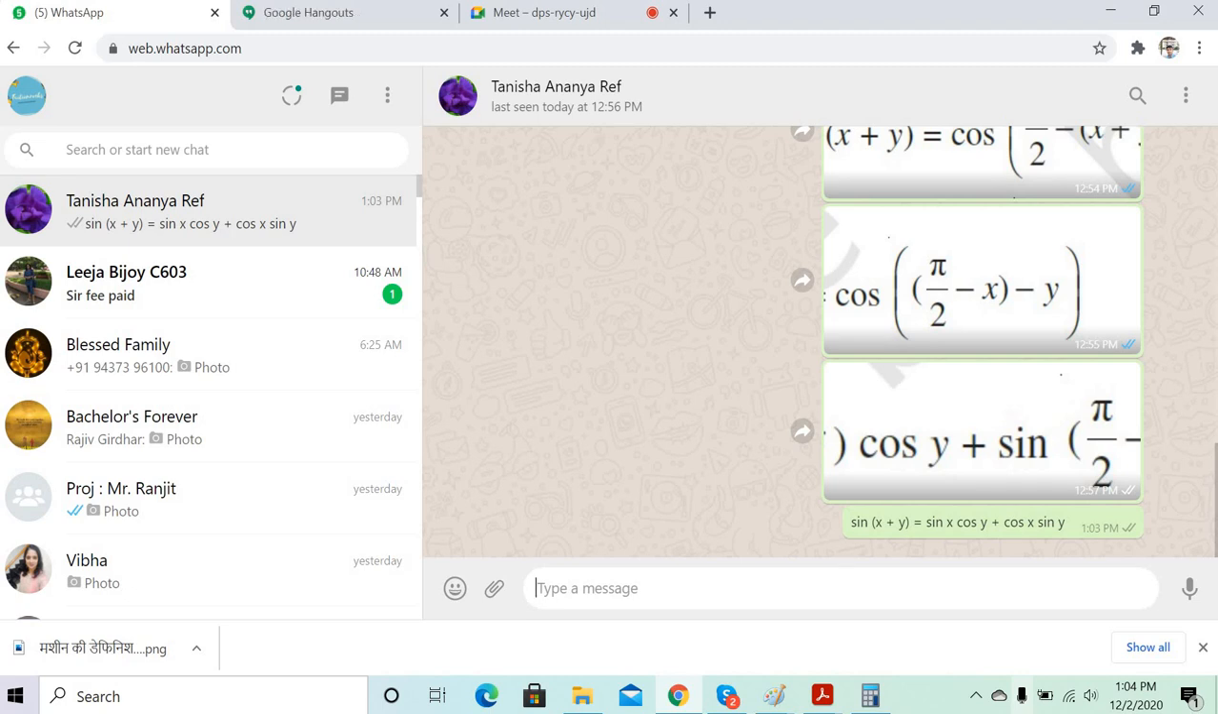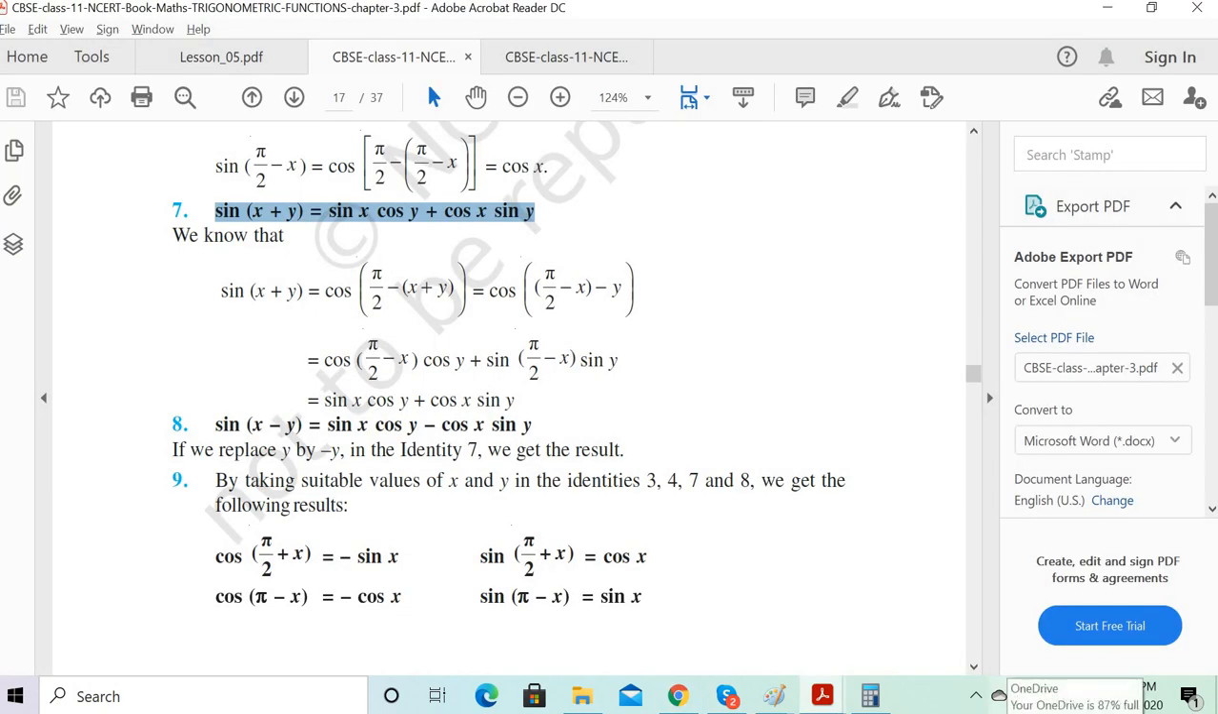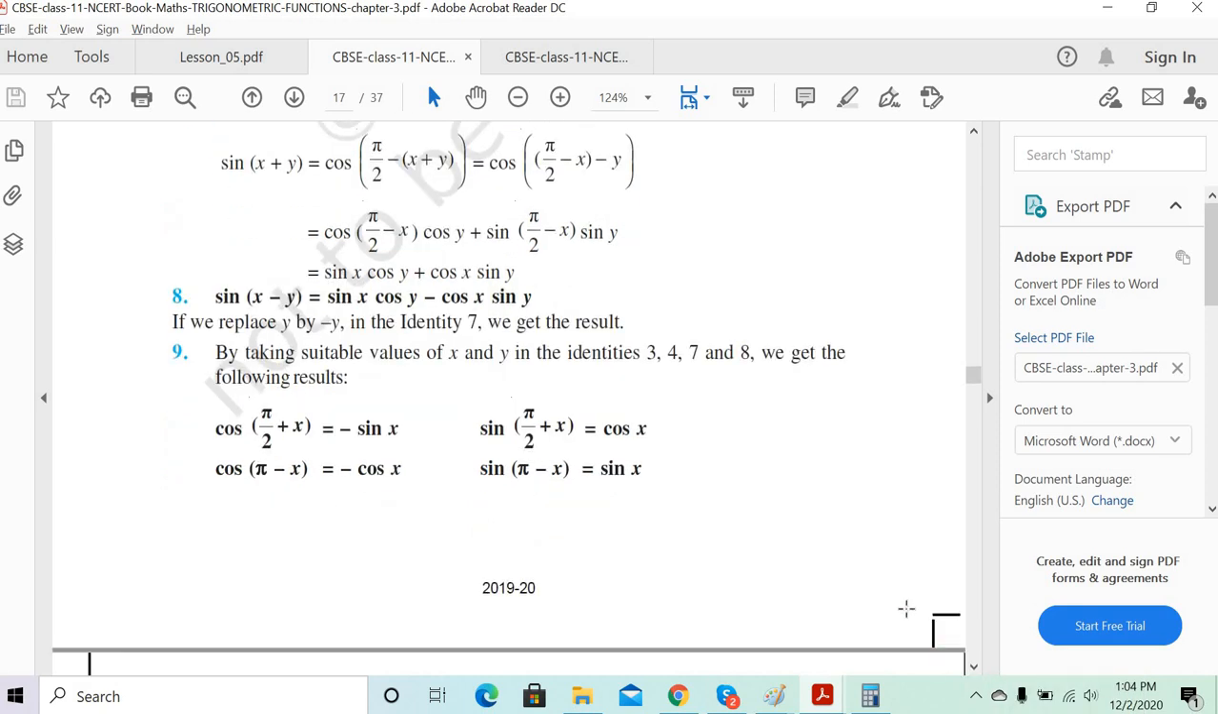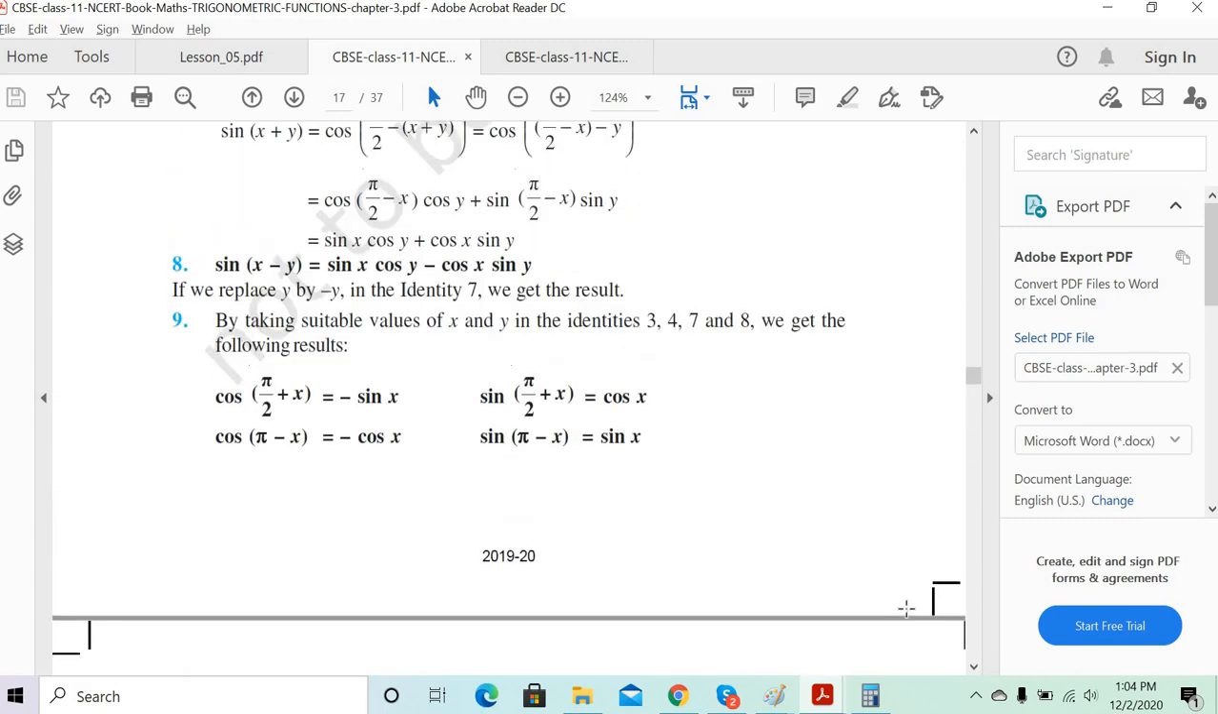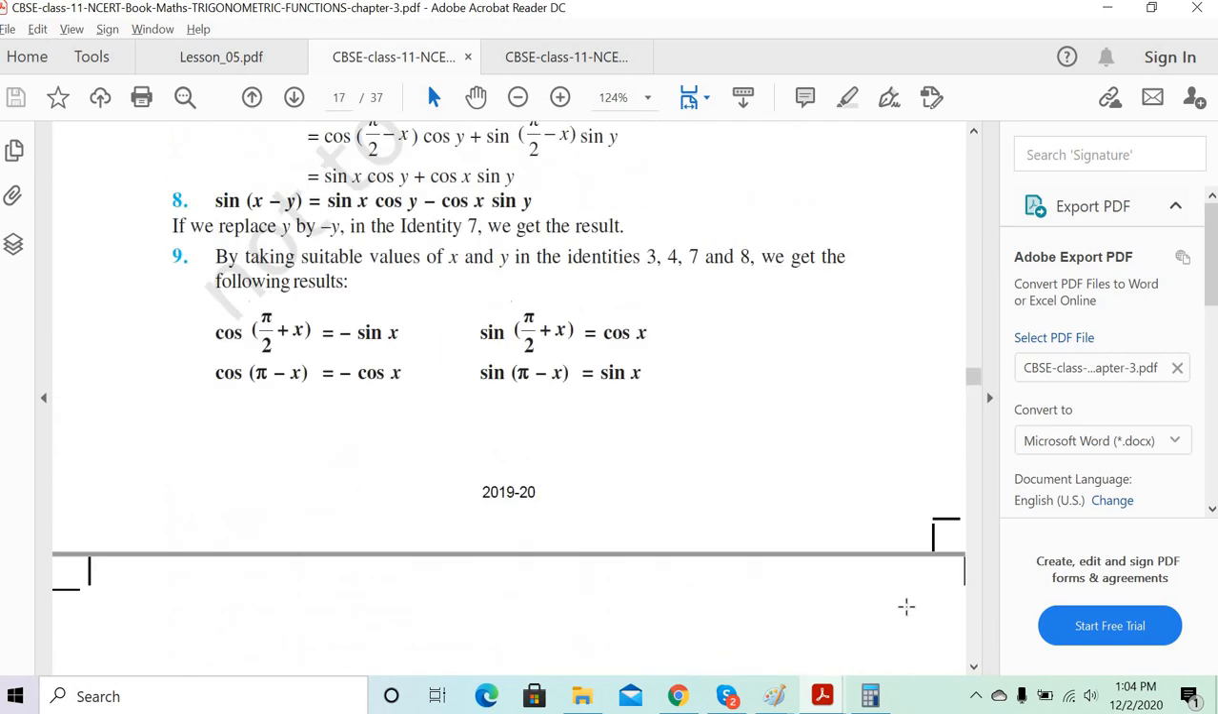Because cos of negative y is what? Cos y only. Sin of negative y is minus sin y. Just substitute, and the negative sign will come. Understood this part? Yes, sir. So I'm getting sin x cos y minus cos x sin y. Excellent. So this is the formula you need to remember. Make it in the box and remember this part.